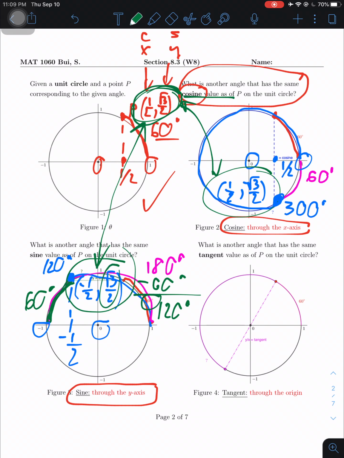It's just like square root of 3/2 and square root of 3/2, right? But the cosine part, they have different signs. They are different, okay? And lastly, I'm gonna show you guys how to get the tangent, okay?